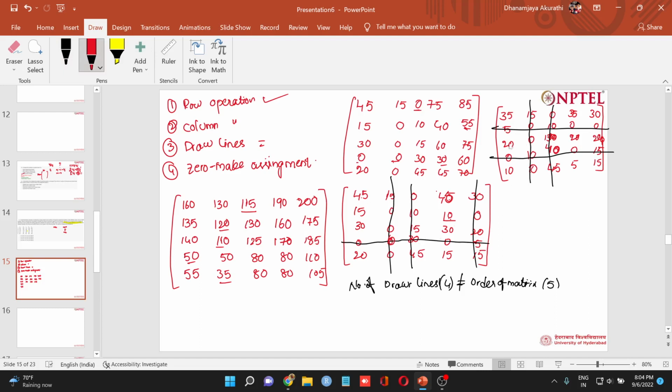So in the next step, again you need to draw the lines. To cover the zeros I am drawing the lines again. Here also you can identify these are only 4 lines, not 5. So again you need to do the same step. That means identify the minimum of the uncovered elements. I am identifying it as 5. Then again subtract 5 from the uncovered elements and add it at the intersection points, and covered elements are same.